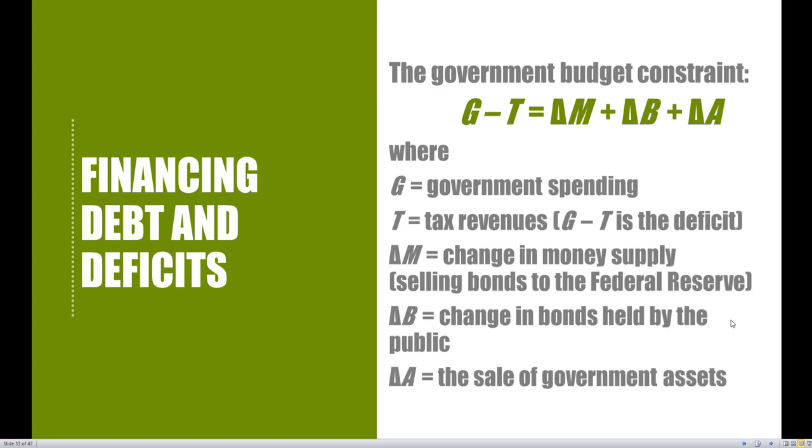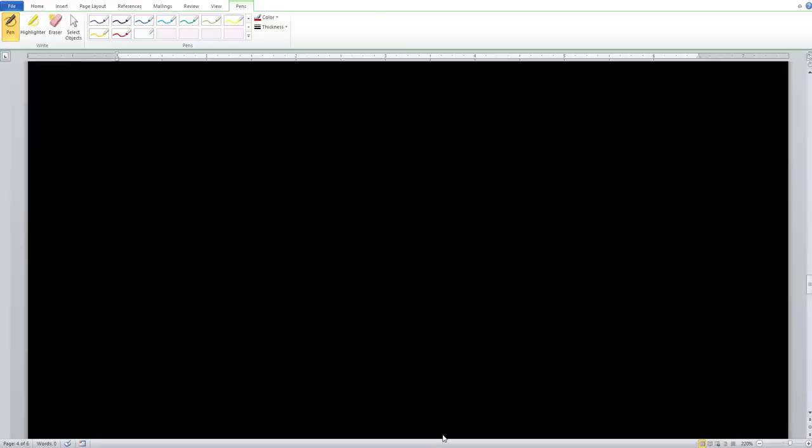So we know that the government runs deficits year after year after year, so that tells us that they have to raise money somehow, and we can take a look at the three different ways they raise money using the government budget constraint. G minus T equals a change in M plus a change in B plus a change in A. So let's go ahead, write down this equation, and break down each of these components one by one to see exactly where the government can raise money in order to finance all of its deficits.